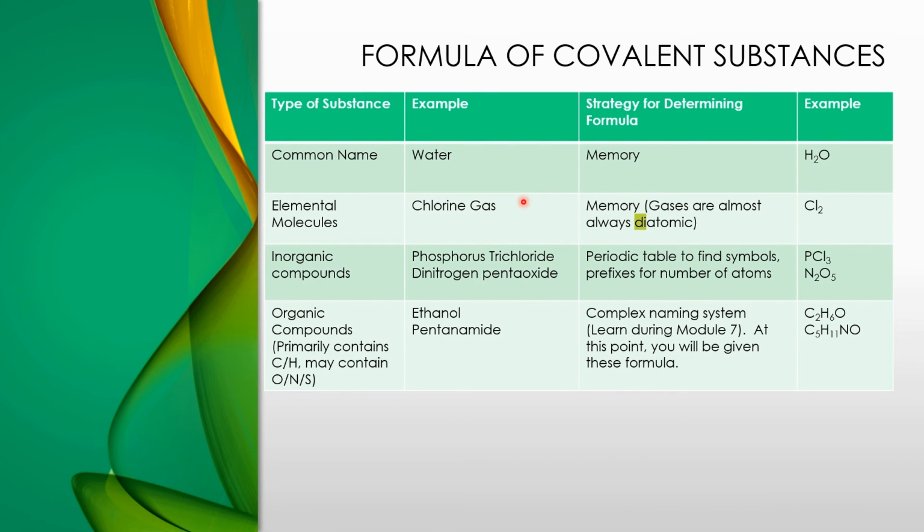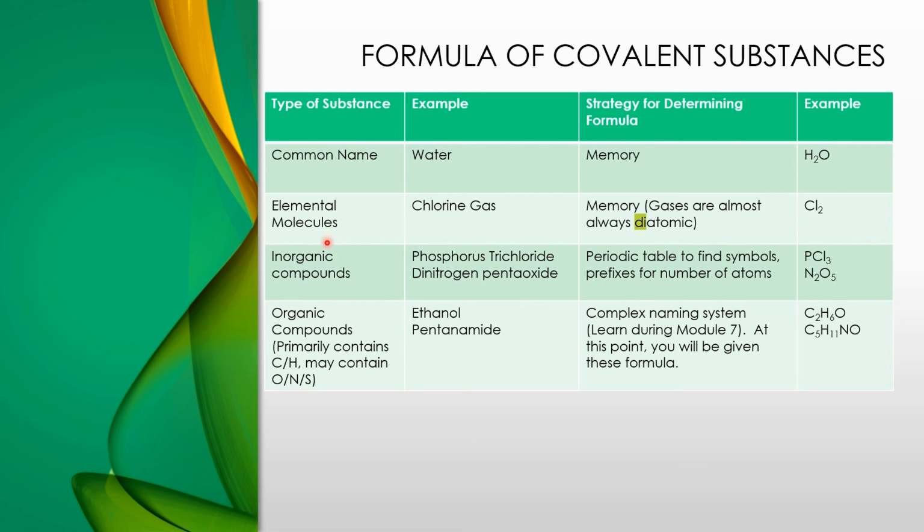Next, I want to look at writing up a formula for covalent substances. Now, some of them are just common names. So, for example, water doesn't indicate anything about the chemical formula at all, and by memory, we know that this is H2O. There are other examples of these as well, some that you may know already, some that we may learn as we go, but some do have common names, and we just have to know what they are from memory.